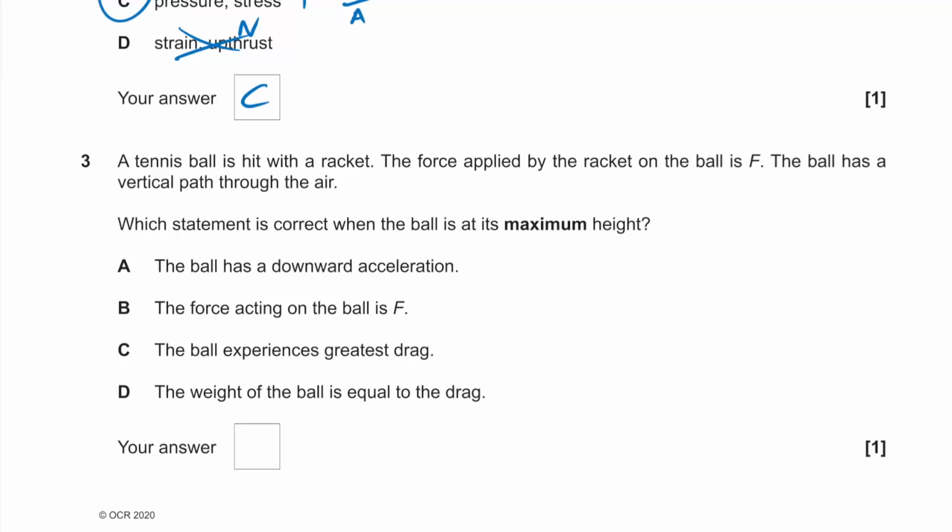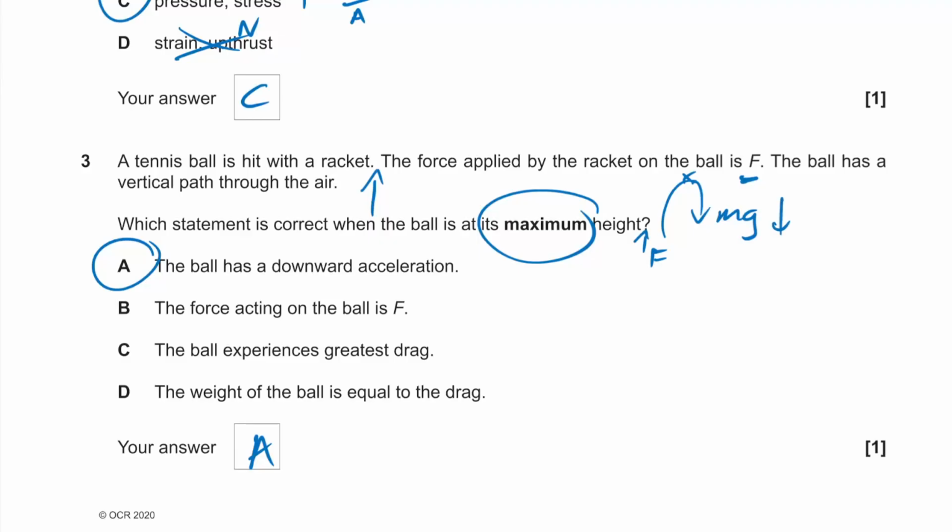Number 3, a tennis ball is hit with a racket. Force applied is F. Ball has a vertical path through the air. What is correct when the ball is at its maximum height? So when it's there, the ball has a downwards acceleration. Yeah, we know that's true, so it has to be A. Let's just check the other ones. The force acting on the ball is F. No, because that was just the force that it was hit up with to begin with. We know that there's a force of mg pulling downwards at all times.